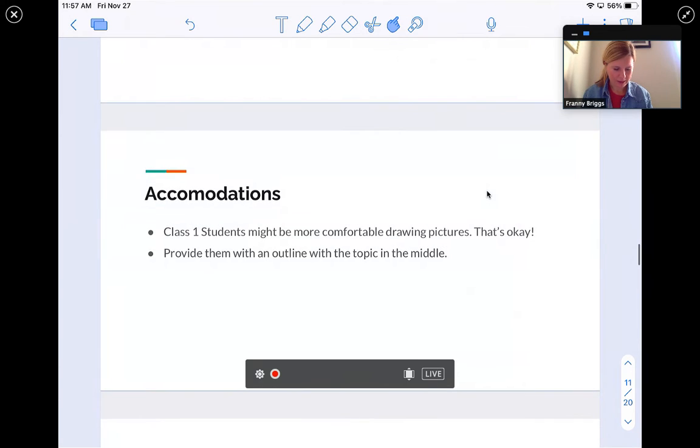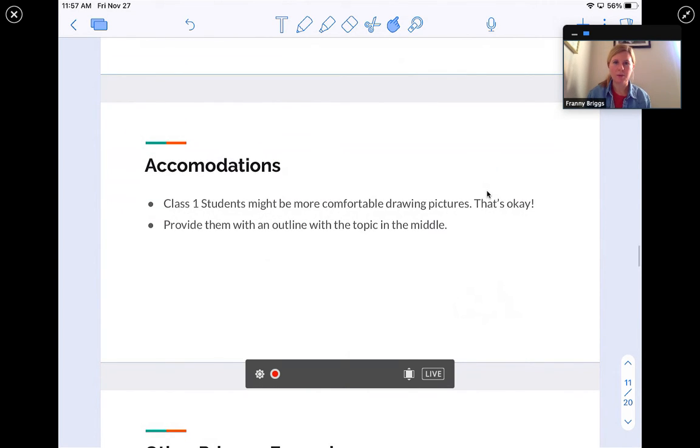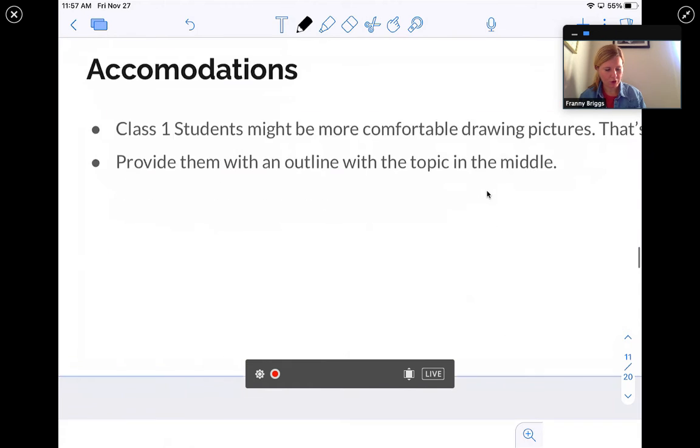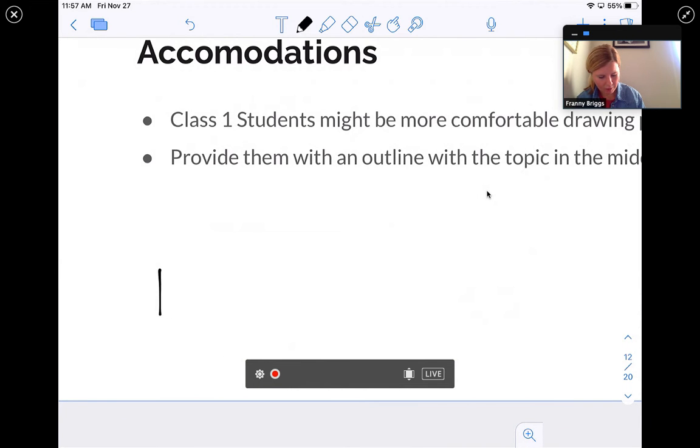Hopefully that made sense. So accommodations: class 1 students might be more comfortable drawing pictures, and that is absolutely okay. I was thinking another example might be if you did one about shapes. Oh my gosh, that is not big enough.